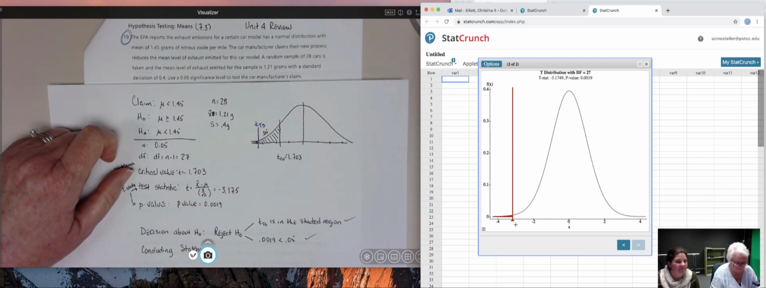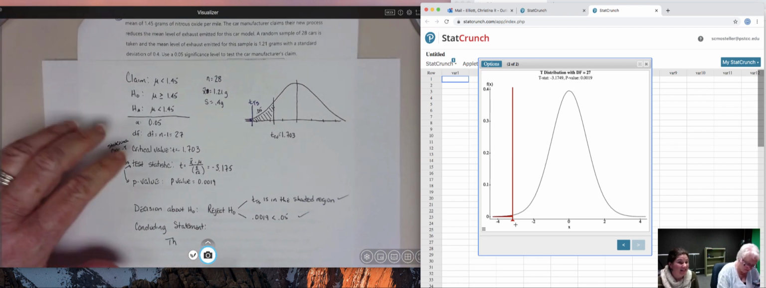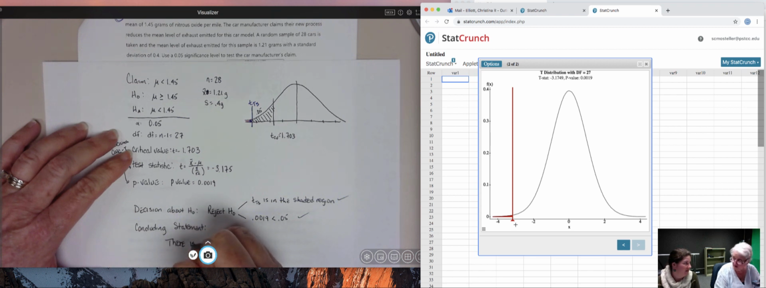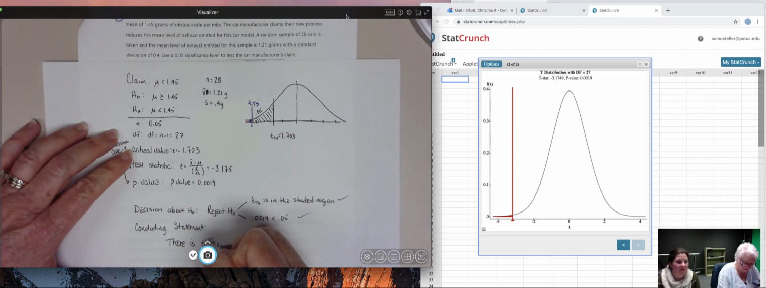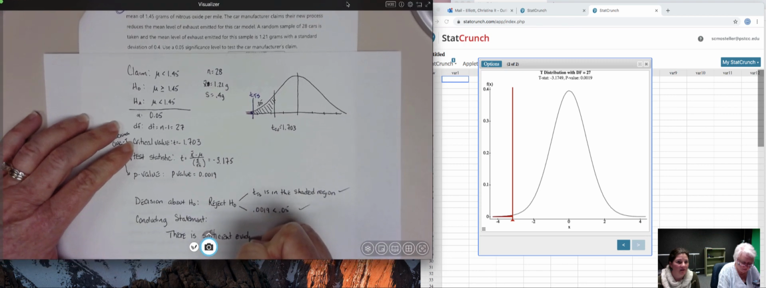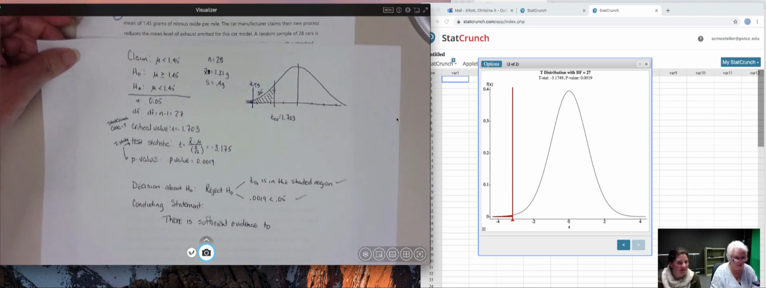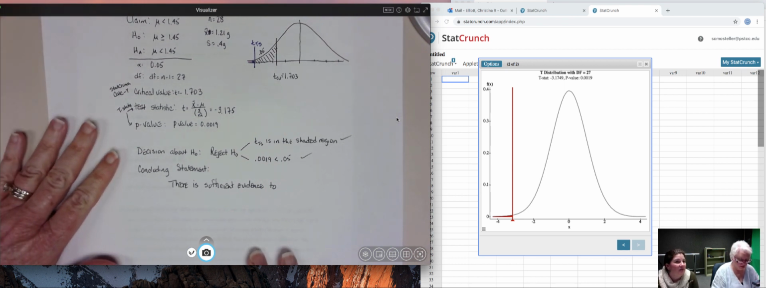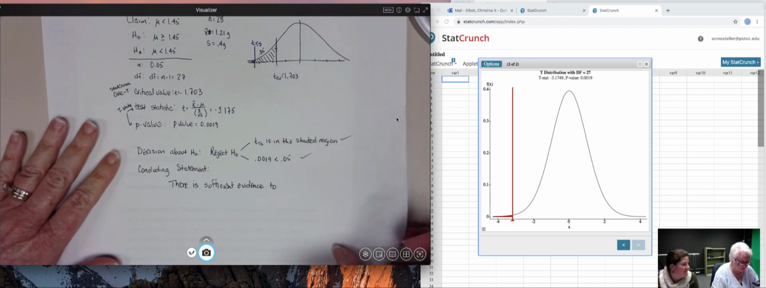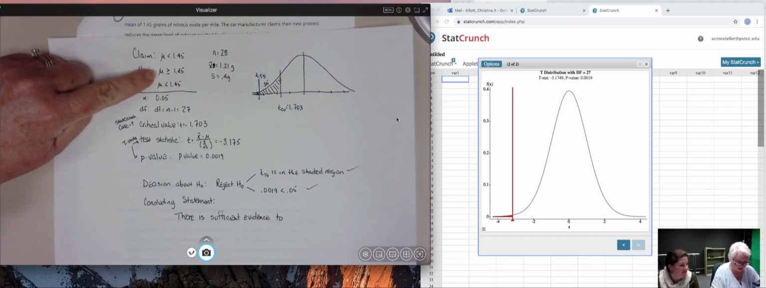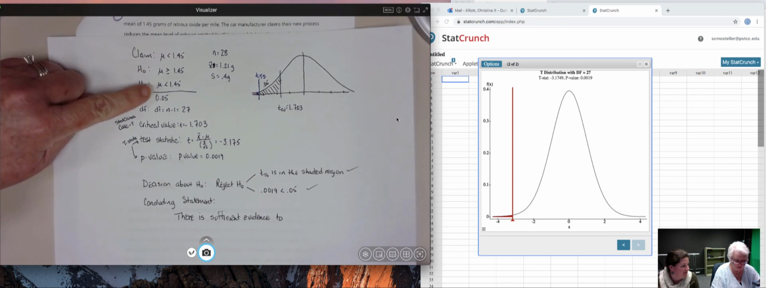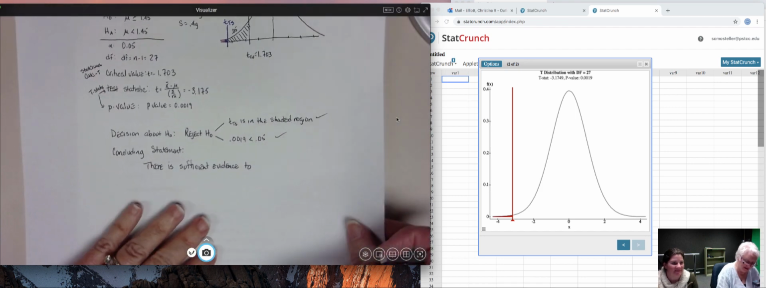All right. So our conclusion statement: since we rejected the null hypothesis, we basically had statistically significant data. So what I'll say is that there is sufficient evidence. Because we rejected, we saw something significant. There is sufficient evidence to support the claim. We're supporting the claim because we rejected the null and the alternate was the same as the claim. Exactly.